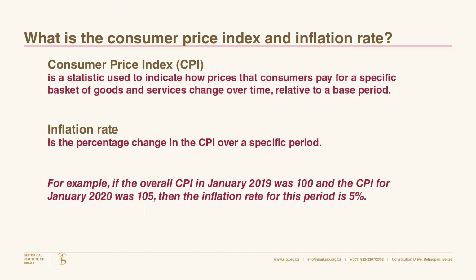The Consumer Price Index is then used to calculate the inflation rate. Hence, the inflation rate is the percentage change in the Consumer Price Index over a specific period. For this presentation, the specific period will be comparing January of 2021 to January of 2020. For example, if the overall Consumer Price Index in January 2019 was 100, and the Consumer Price Index for January 2020 was 105, then the inflation rate for this period is 5%.